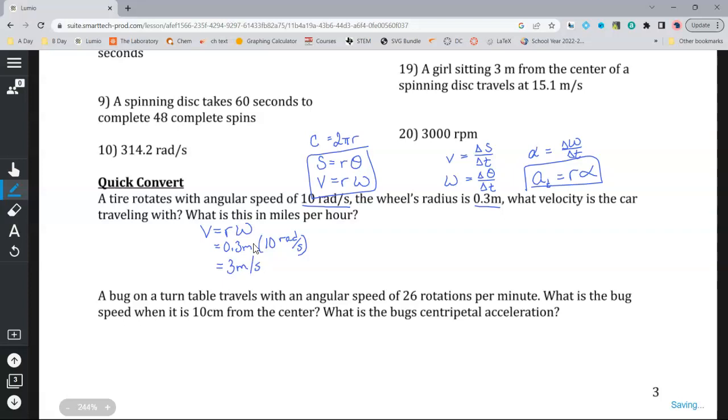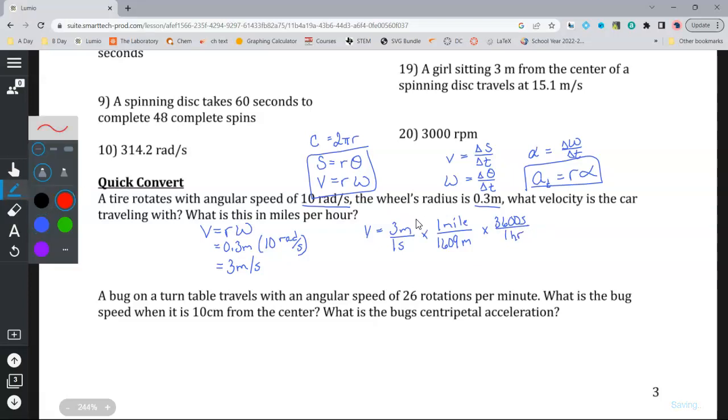Now we want to know what that is in miles per hour. We could do some fancy conversions in our calculator, but let's just do it the good old-fashioned way. We've got 3 meters in 1 second. Now, 1 mile is 1,609 meters, and 3,600 seconds is 1 hour.